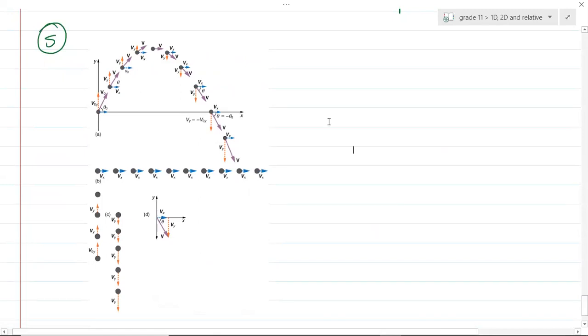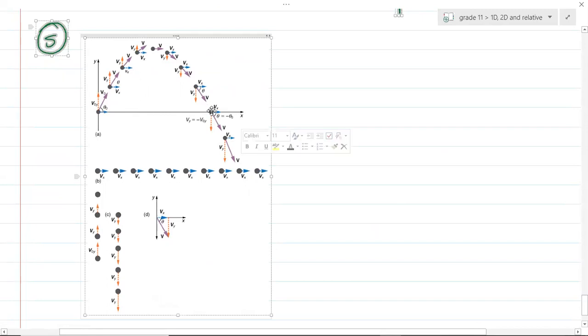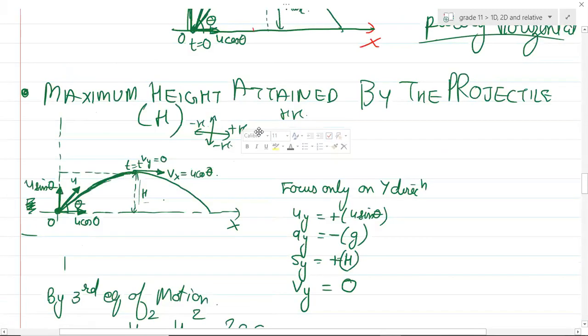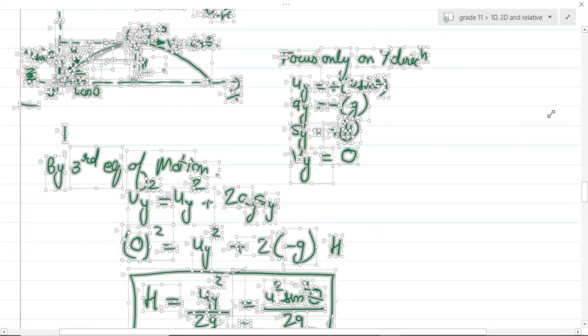Now see this graph, guys. Can you see a projectile motion? Just don't focus on this part of the graph. Just focus till here. Okay. Where did it go? What is happening?